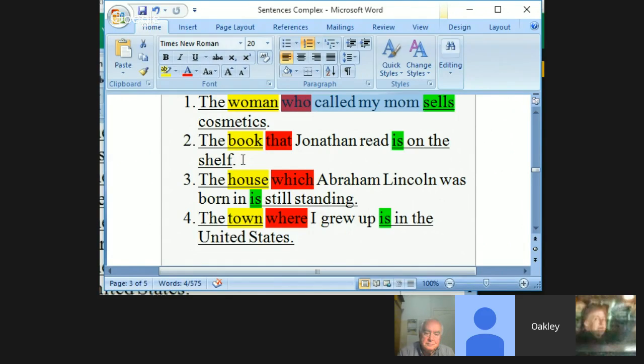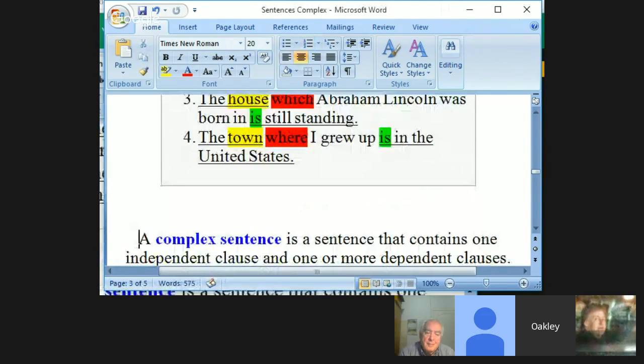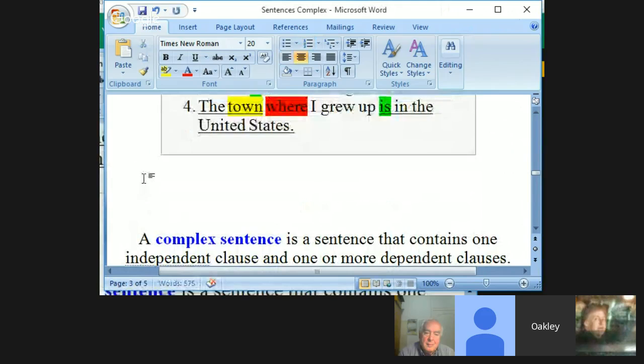The book that Jonathan read is on the shelf. The book is on the shelf. The house is still standing. The house which Abraham Lincoln was born in is still standing. The town where I grew up is in the United States. This is a second form of complex sentence.